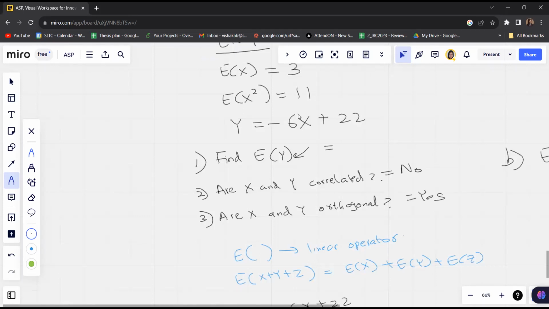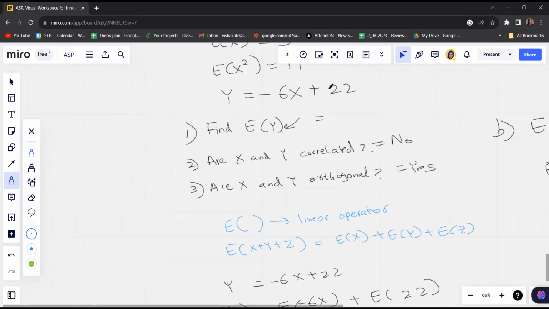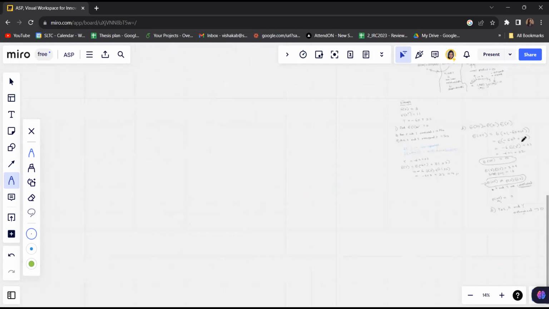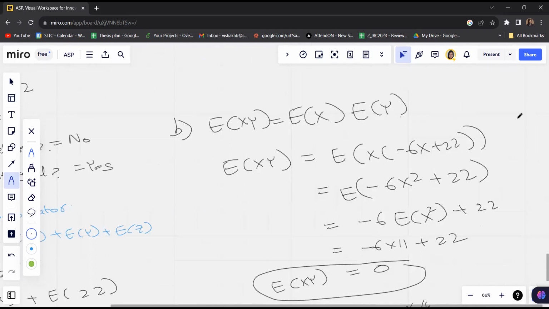Do you have any questions? Yes, please, ma'am. Can you go back to where you solved E[XY], minus 6 into 11 plus 22? I'm having trouble understanding how you got 0, if that's all right. Okay. So minus 6 into E[X squared], right?